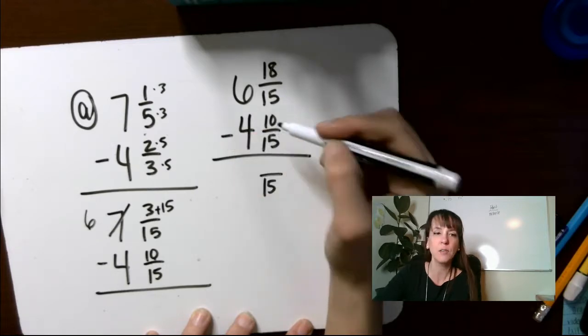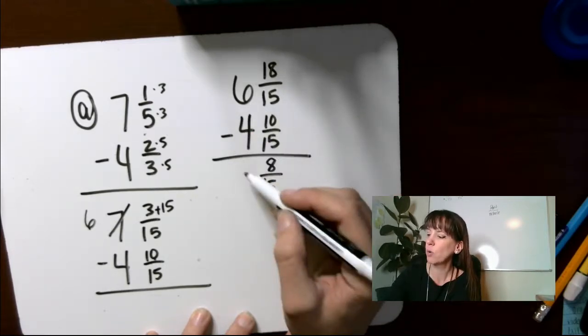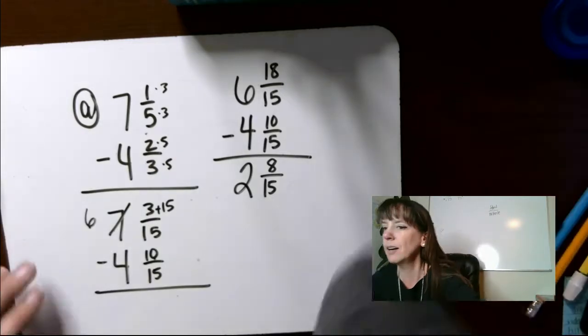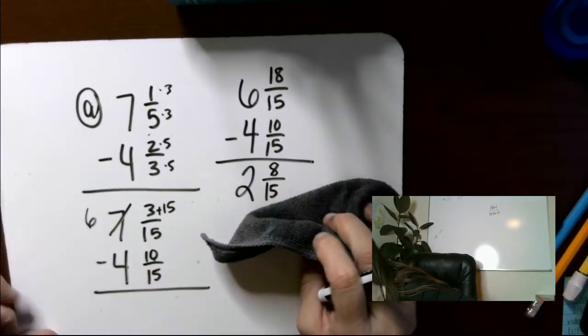18 minus 10 would give me 8. 6 minus 4 would give me 2. So 2 and 8/15. All right, so make sure that's what I got. 2 and 8/15. Yep, good.